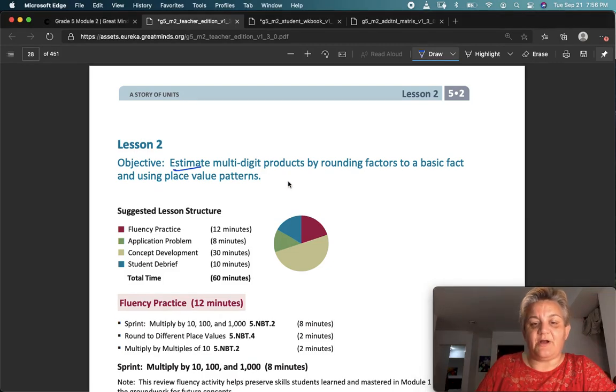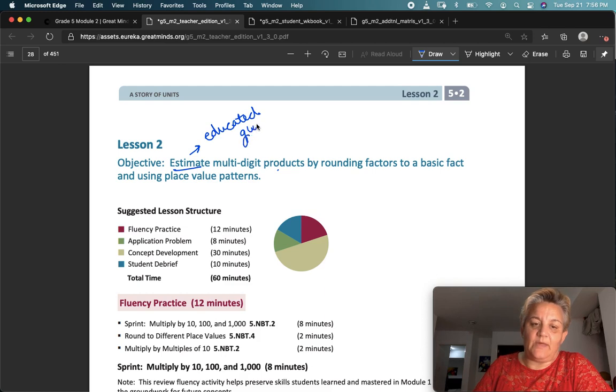Multiply multi-digit products by rounding factors to a basic fact and using place value patterns. Okay, so estimate means educated guess, right? We are going to use our knowledge of math to make some educated guesses, okay? Maybe we're not going to have exact answers, but we're going to be pretty close.